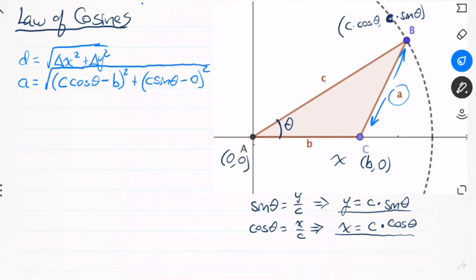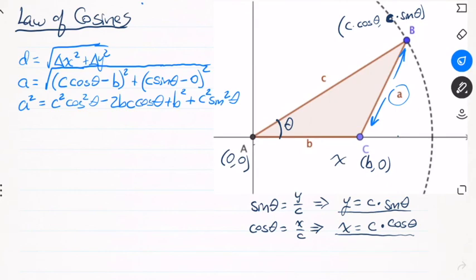Now one thing I don't want to write over and over again is that square root symbol. So I'm going to square both sides, and I'm going to get a squared. And then I'm going to square out the first term. So this is c squared cosine squared theta minus 2bc, because we'll multiply the b and the c twice with the cosine of theta. And then finally plus b squared. And then the last term is just going to be c squared sine squared of theta, because the minus 0 is not going to affect anything. So it's foiling out c cosine theta minus b, and it's just squaring c sine theta.